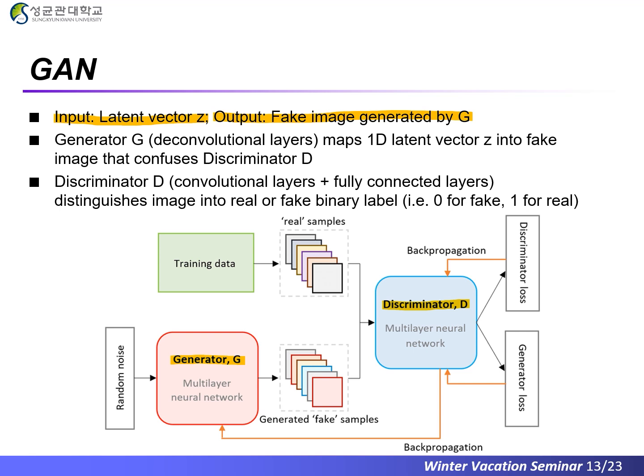Generator G's deconvolutional layers map the 1D latent vector Z into a fake image that confuses discriminator D. Discriminator D's convolutional layers plus fully connected layers classify the image as real or fake with a binary label, i.e. 0 for fake, 1 for real. Over time, G improves until it can generate highly realistic images.